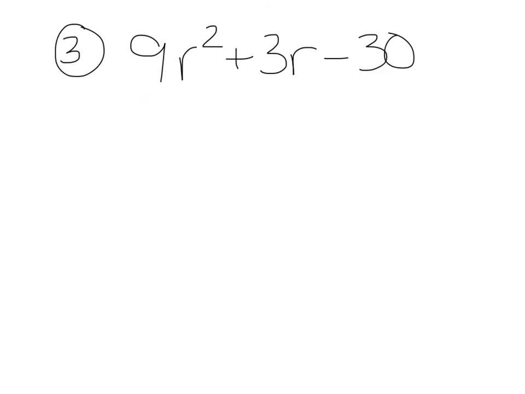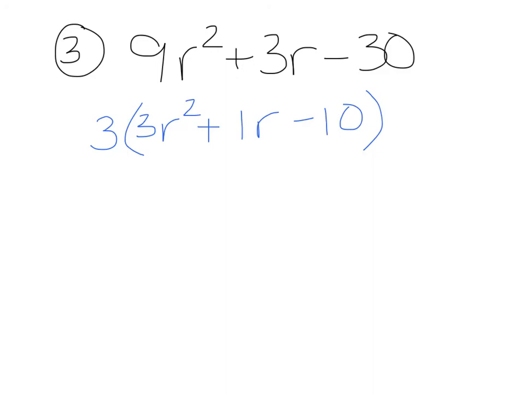Okay, and the last one here, 9, 3, and negative 30. We can pull a 3 out of all of them. So we're going to pull a 3 out, so we're left with 3r squared, because 9 divided by 3 is 3, plus 3r divided by 3 gives you 1r, negative 30 divided by 3 gives you minus 10.